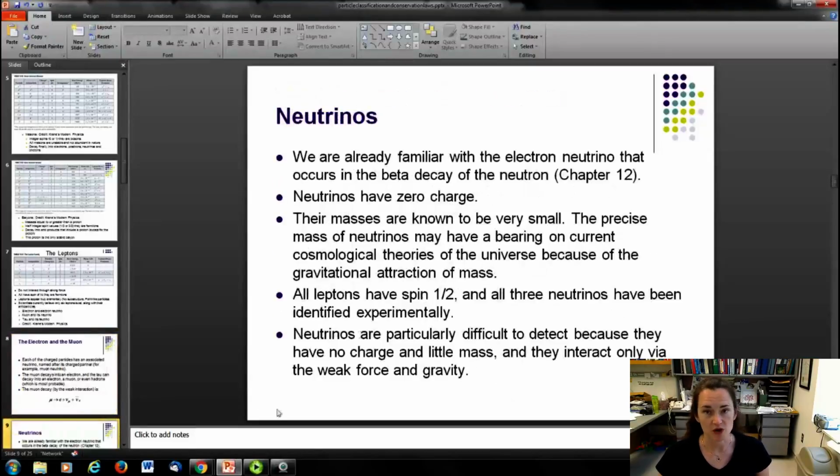So the neutrinos, we're already familiar with talking about the neutrinos from the beta decays in chapter 12. But neutrinos are really, really super interesting. I'm going to include a minute physics video about neutrinos that you should watch. They have zero charge with these tiny little masses, and the precise mass may have a bearing on current cosmological theories of the universe because of the gravitational attraction of that mass. All leptons have spin 1/2, and 3 neutrinos have been identified experimentally. They're particularly difficult to detect, because they have no charge and very little mass. So they really only interact with things via the weak force and gravity.